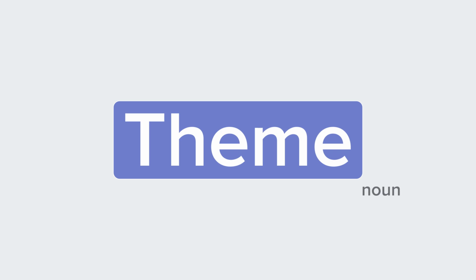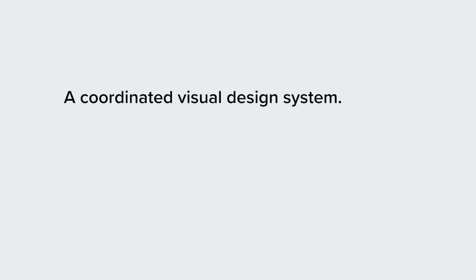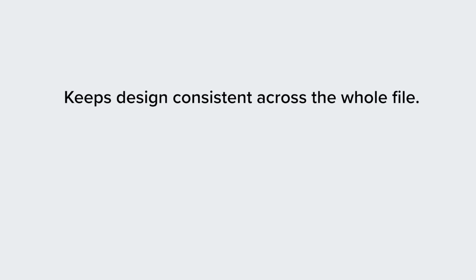This video explains what a theme is. A theme is a coordinated set of design settings that controls the overall visual appearance of a file. It brings together colors, fonts, and styles into one unified system. A theme matters because it keeps visual design consistent across an entire document, workbook, or presentation.